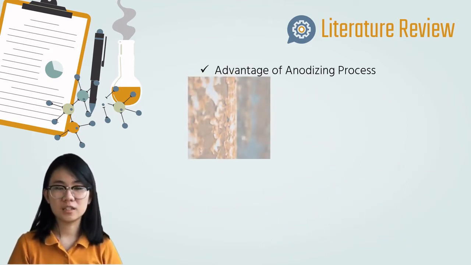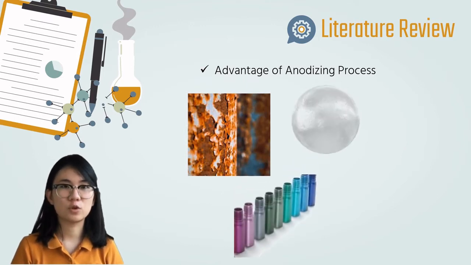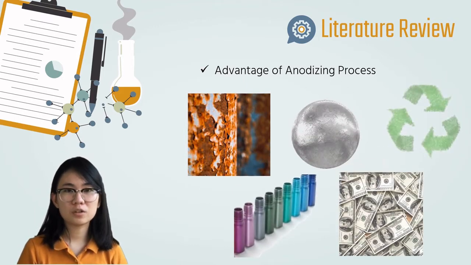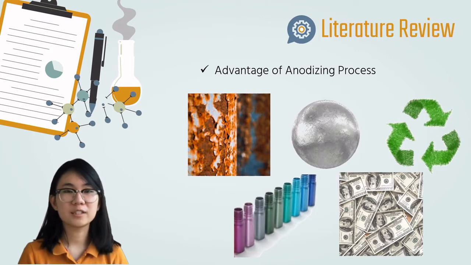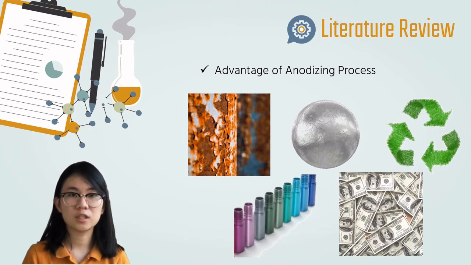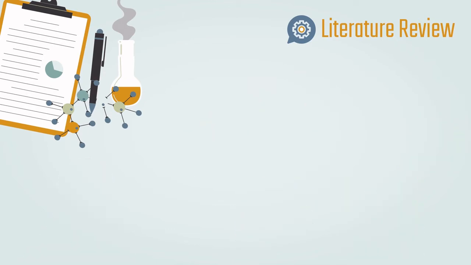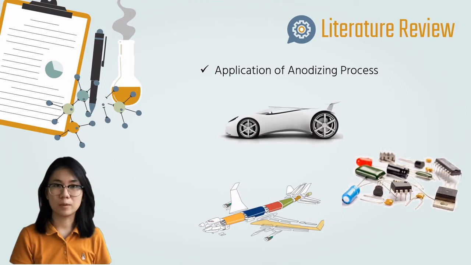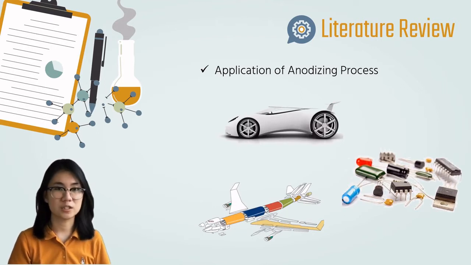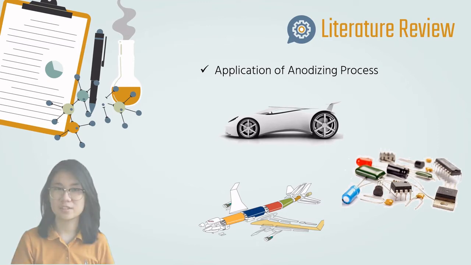The anodizing process indeed has its own advantages, such as its ability to extend the life of material, maintaining the color stability of the material, providing a glossiness to the material, producing an eco-friendly substance, and low maintenance treatments. There are a few common products that can be produced from the anodizing process, such as aircraft components, electrical components, and automotive industry and accessories.